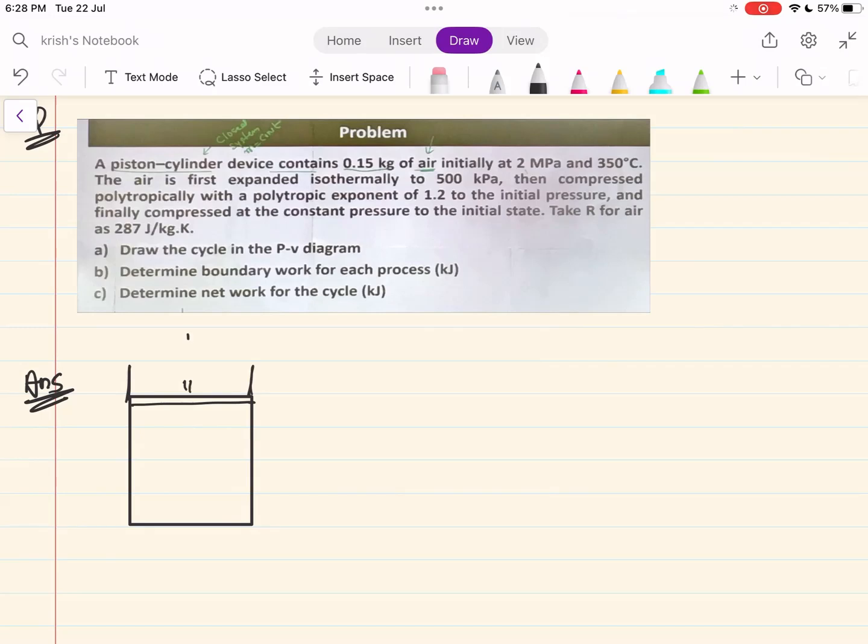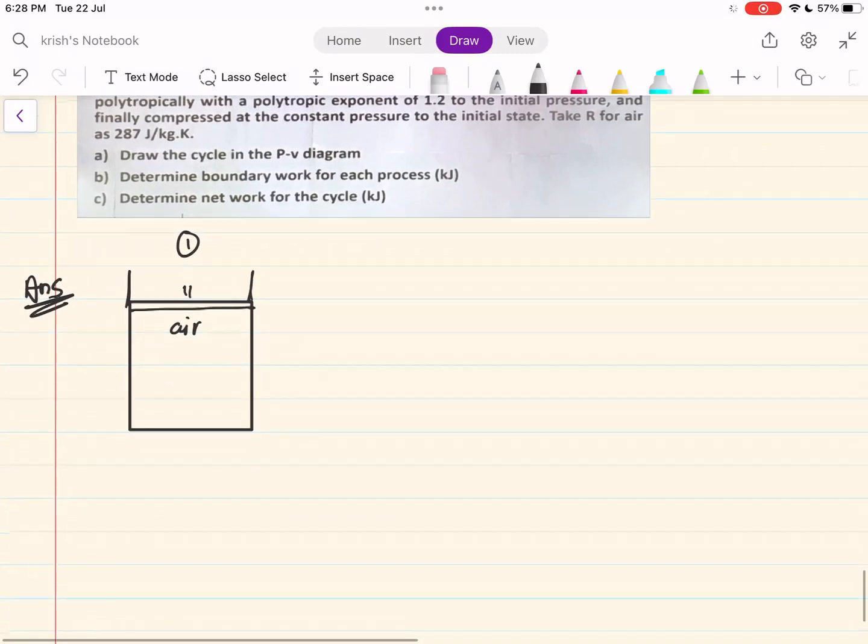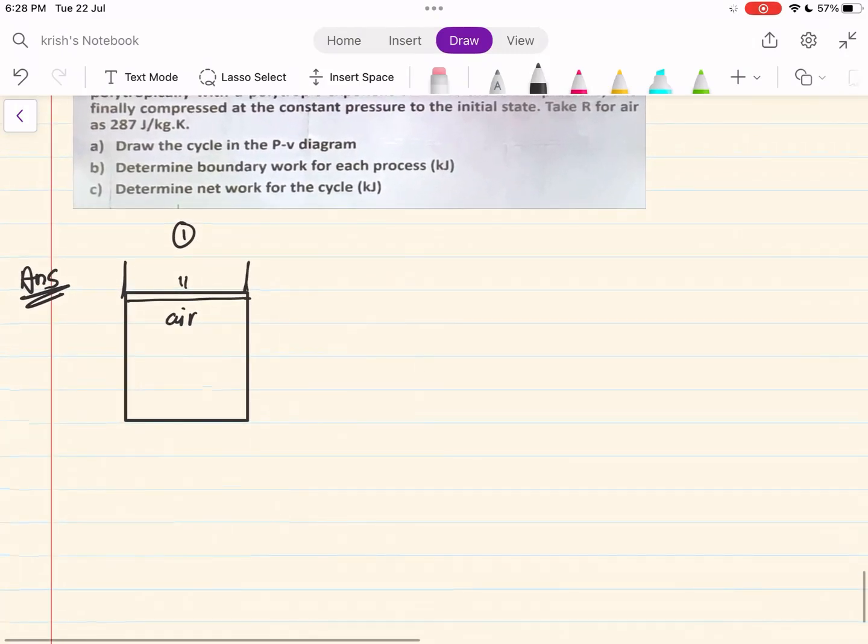So this is state 1, air, P1 2000 kilopascal, T1 350 degrees Celsius. Keep doing this as you read the question, because then the room for errors is much less, right?